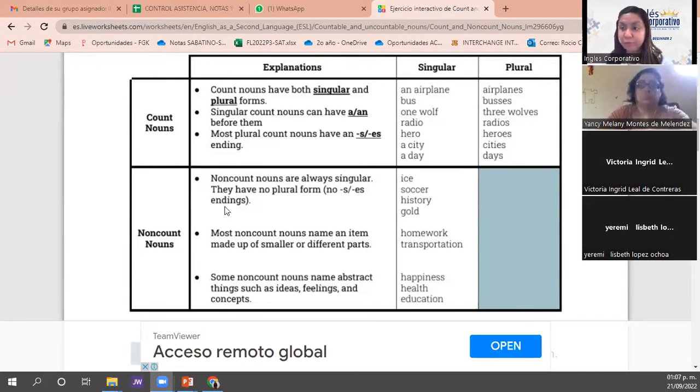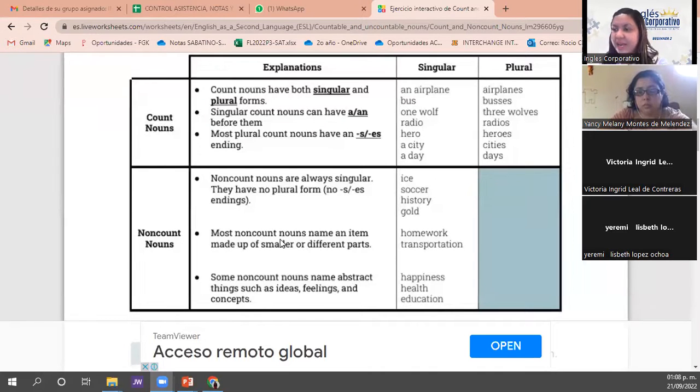They have no plural form, no S or ES ending. For example, ice, soccer, history, goal. Most non-count nouns name an item made up of smaller or different parts, like homework, transportation. Some non-count nouns name abstract things such as ideas, feelings, and concepts: happiness, health, and education. We cannot say educations or happinesses, right? It's not correct. They are singular.